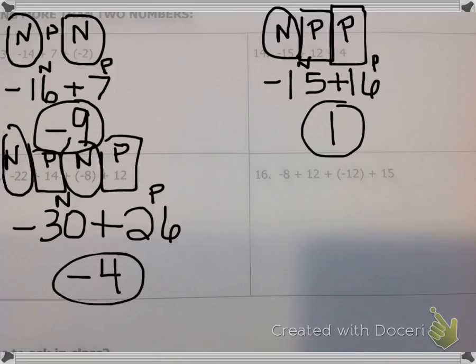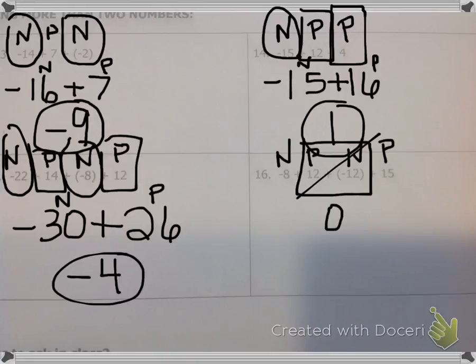And number 16. We have negative 8 plus 12 plus a negative 12 plus 15. Now you could actually do this two ways. If you noticed that right here you have a positive 12 and a negative 12, that would be the additive inverse. That equals 0. Okay, so you can get rid of that. Now you're left with a negative 8 plus 15. Okay, that was one way of doing it. It makes it quicker. So negative 8, you have a negative and a positive 15.